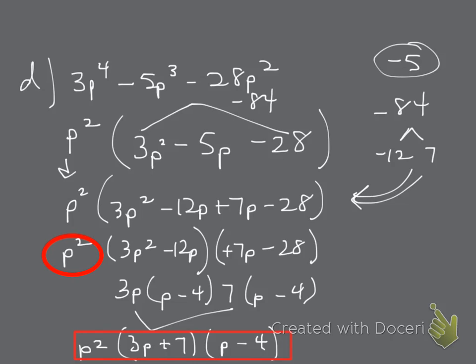Okay, any questions on that one? Okay, let's look at example E. It's good to do a bunch of examples to make sure that we got it down. Okay, example E is 2x squared plus 11x minus 21. What's our first step?